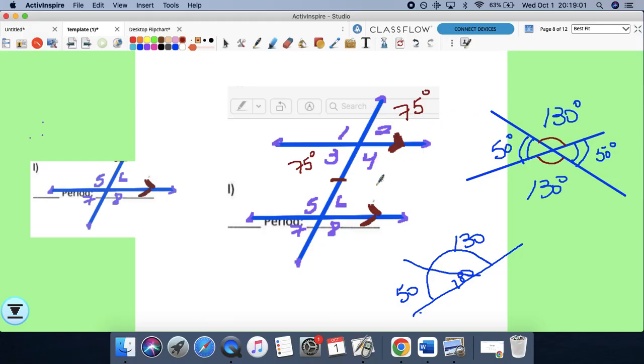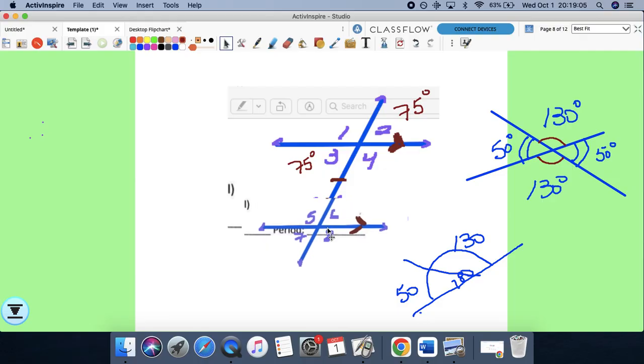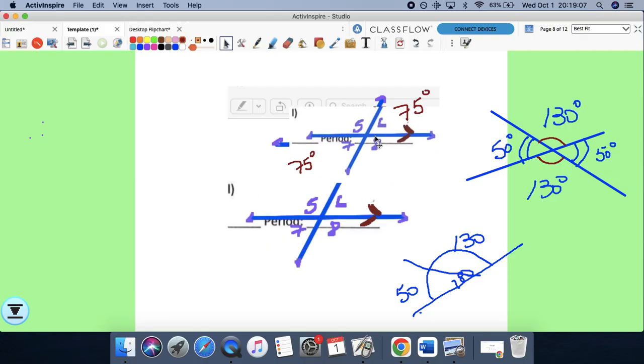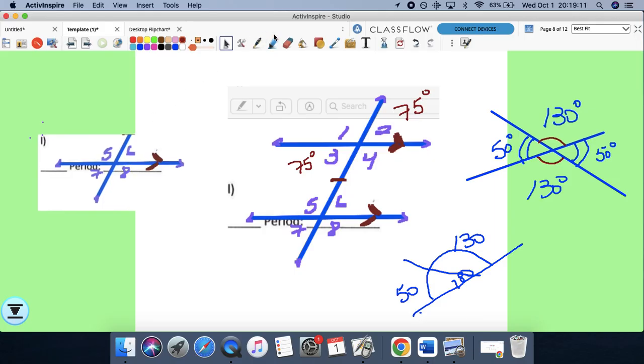But you also know that when I took the scissor and I took angle 5, 6, 7, 8 and put it right on top of angle 1, 2, 3, and 4, what does that mean? It means that angle 5, this angle right here, and angle 1 occupy the same spot. So whatever angle 1 is, angle 5 is.